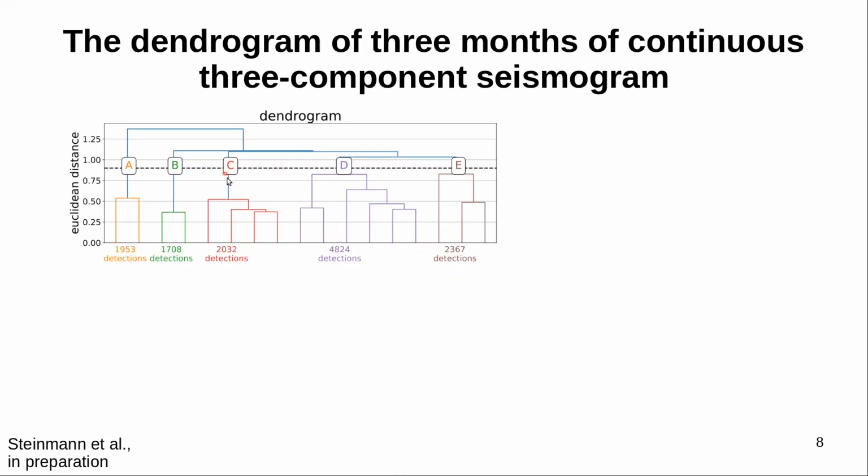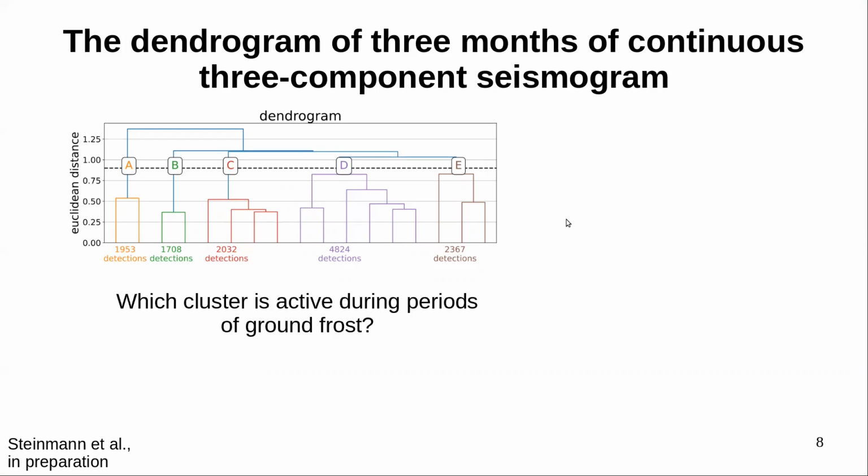So here we have our dendrogram, which contains 3 months of continuous 3-component seismograms. And the dendrogram itself doesn't really reveal much except the splitting or merging of clusters. So to identify the cluster related to the freezing process, we need to have a look at the temporal detection curve. So when is which cluster active, and does it correlate with the occurrence of ground frost? So of course, I cannot show you every single branch we see here, but I will show you the detection curves of these 5 clusters, A, B, C, D, and E.